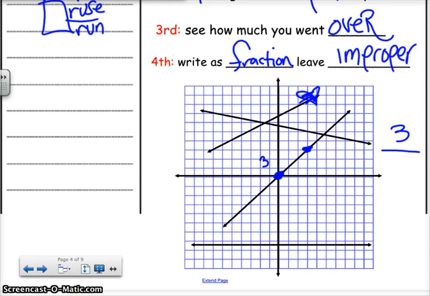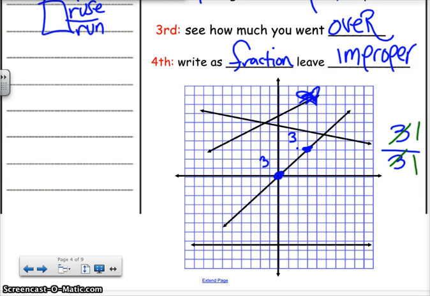Right? I went up 3, over 1, 2, 3, and then I went over 3. 3 over 3 is my slope. That is not fully simplified. Although I don't want mixed numbers, I do want to be able to simplify if they share a common factor. So my slope is actually 1 over 1.